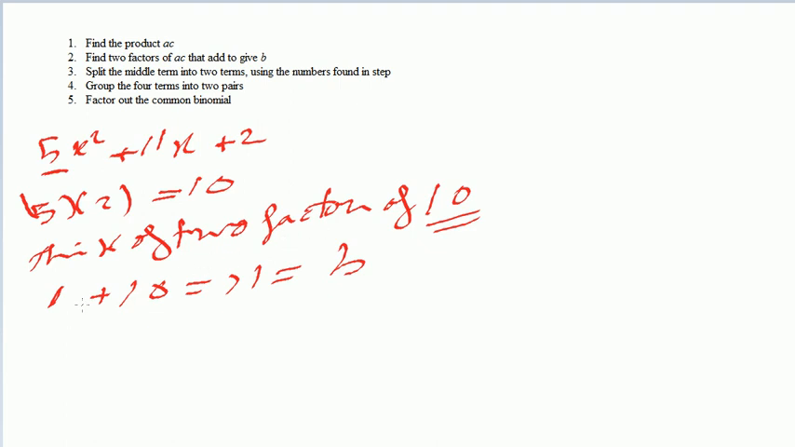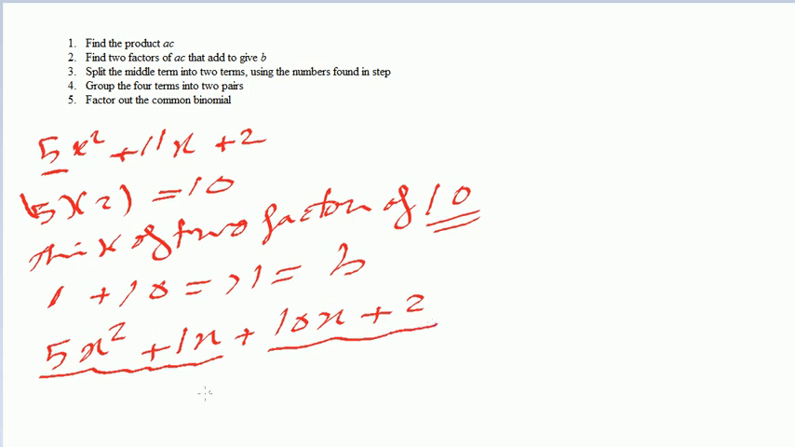So I will have something like this: 5x squared plus 1x plus 10x plus 2. I didn't change anything, okay? Now group the two terms. Let's see grouping now. These two terms together and these two terms together. So I will have 5x squared plus x, plus 10x plus 2. Now let's remove the common factors from each group.